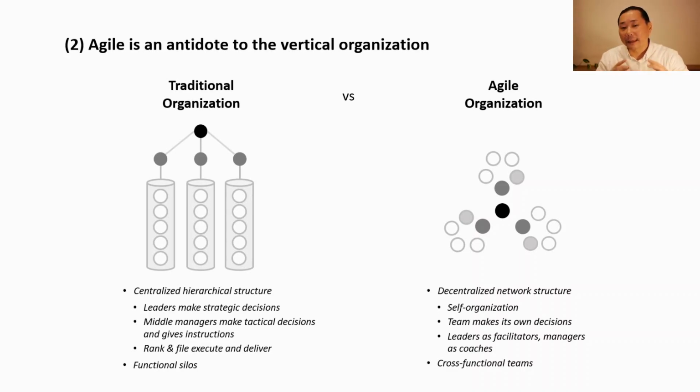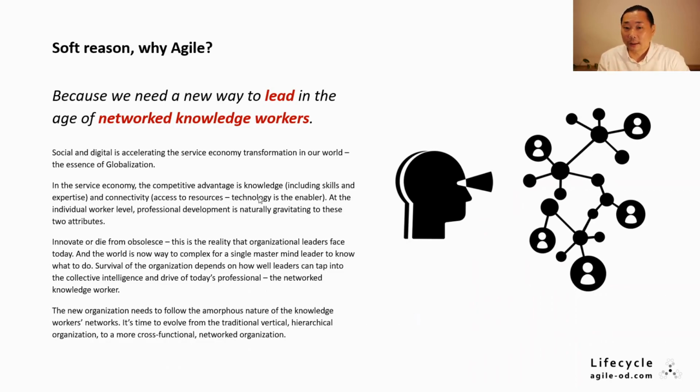And what about complexity handling beyond the individual level? That's the ingenuity of organizations as systems. People naturally start reaching out to each other to complement their skills, i.e., organic emergence of cross-functional teams. Now, why is this so important? It's because we are now in the age of networked knowledge workers. We are going through a global service economy transformation, and in the service economy, the competitive advantage is knowledge and connectivity. And at the individual professional level, like you and me, our professional development is naturally gravitating to these two attributes: learning and developing new skills and expertise, and increasing our access to a wide variety of outside resources that will aid to our capabilities.